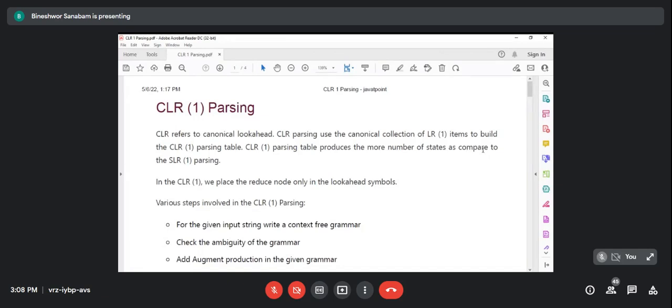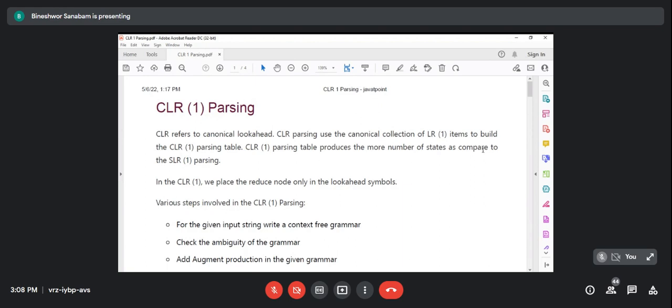Yes, sir. Okay then. So in the last class we were discussing SLR1 parsing. Today we are going to see the next parsing, that is CLR parsing. As we mentioned, there are four parsings: either LR0 parsing, or SLR1 parsing, or this CLR1 parsing, or LALR parsing. If you know one, it's very easy to understand the remaining.